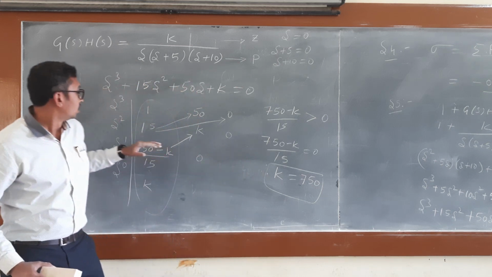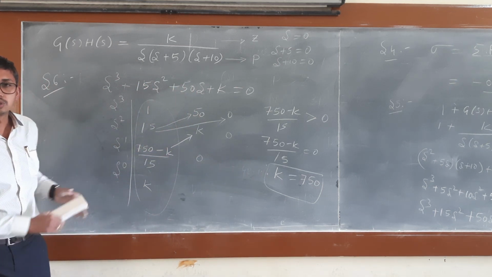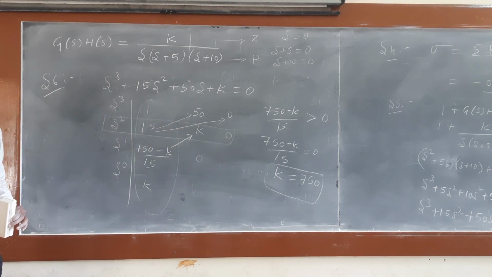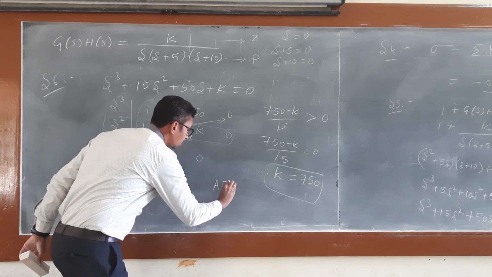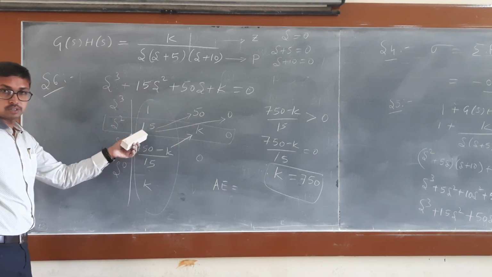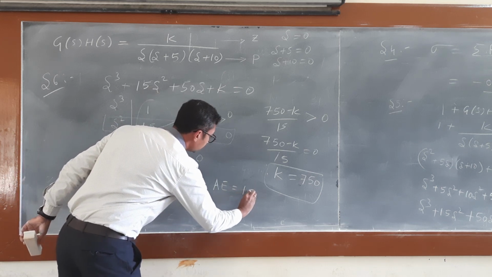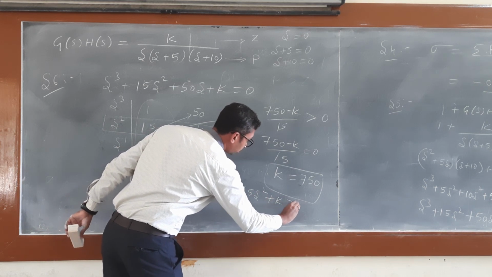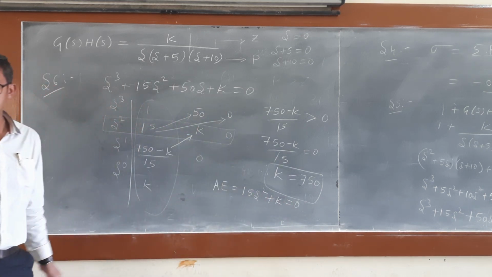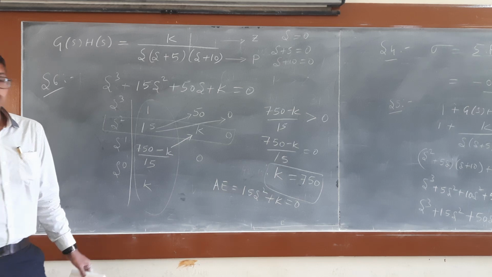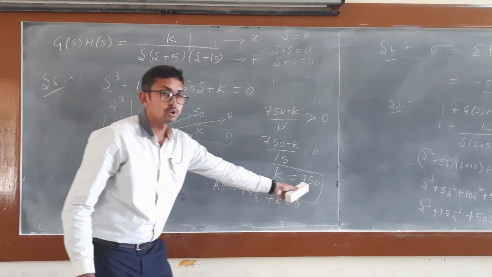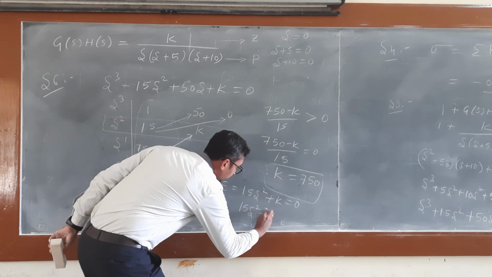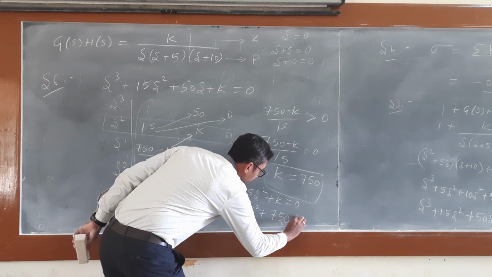Here, the s square term row, we are going to consider as the auxiliary equation. Can you tell me the auxiliary equation? It will be 15 s square plus k is equal to 0. So this is the auxiliary equation. What is the value of s when k is equal to 750? I am going to substitute k is equal to 750, equal to 0.